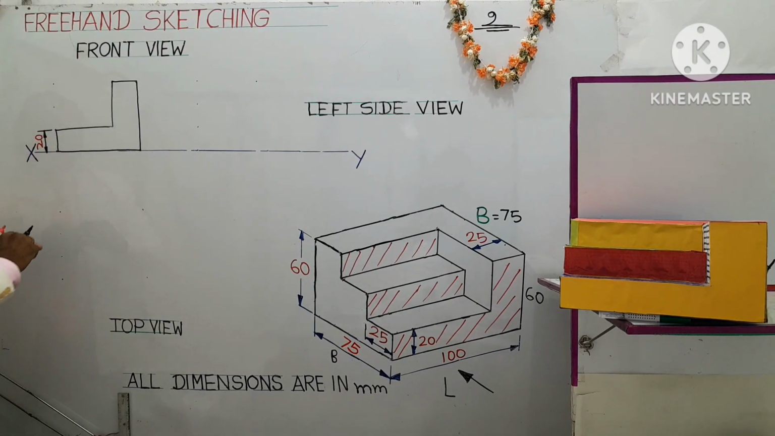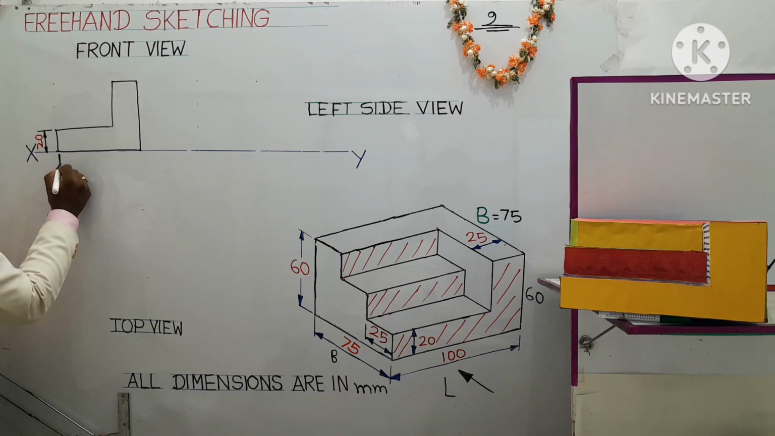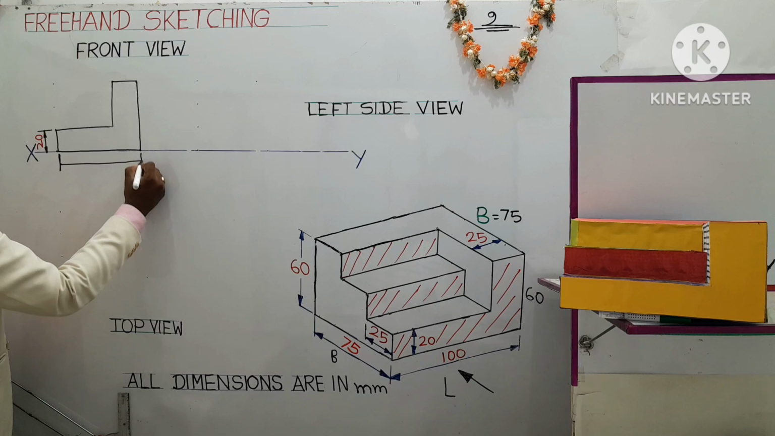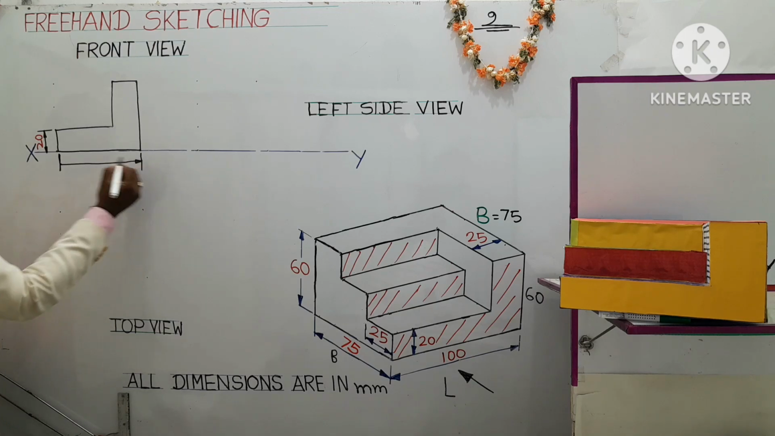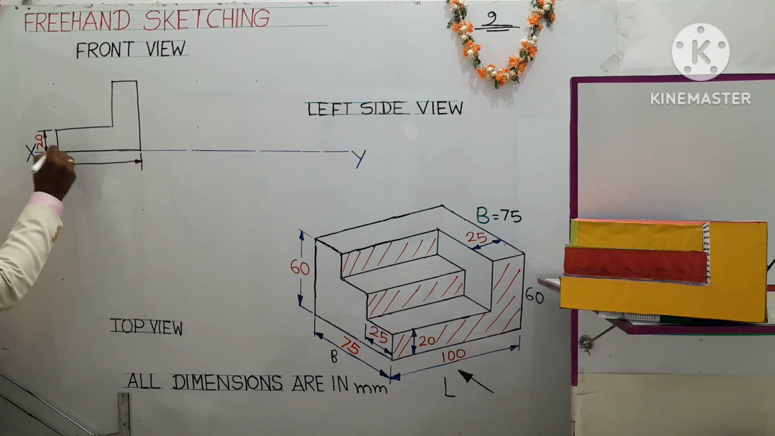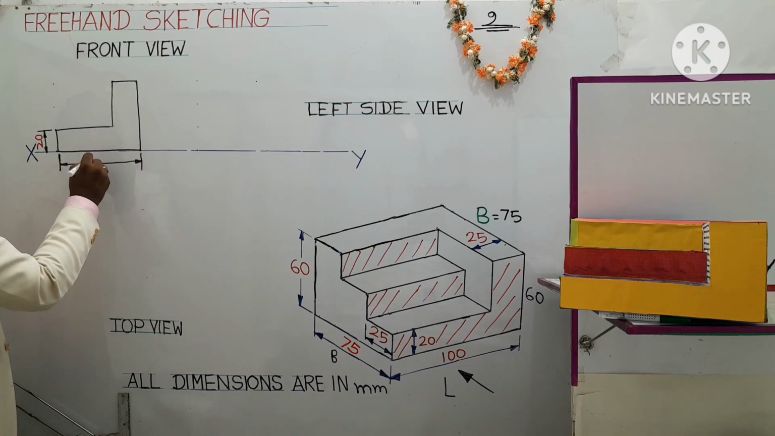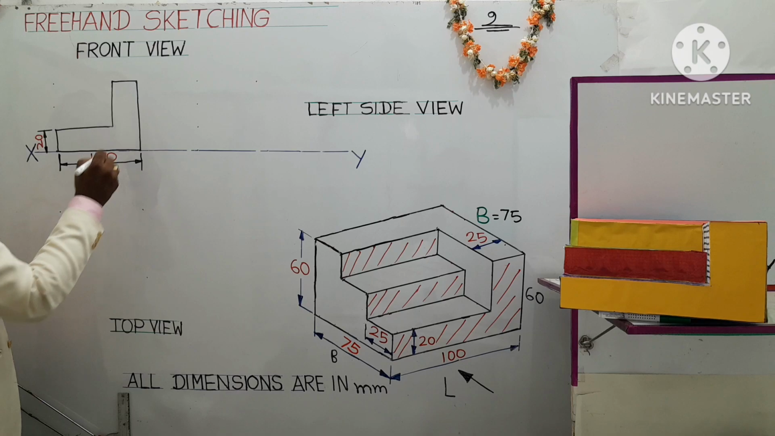Okay, the length of the object drawn here on the XY line is 100 mm. Put narrow arrowheads, shade the arrowheads, and you can write the length of the object, the base edge, as 100 mm. 100 shall be written at the center of the dimension line, above the line.